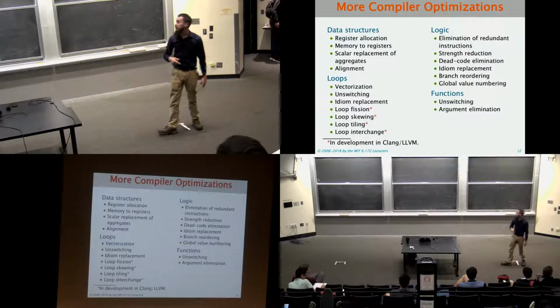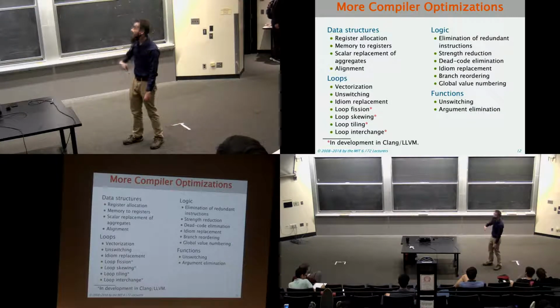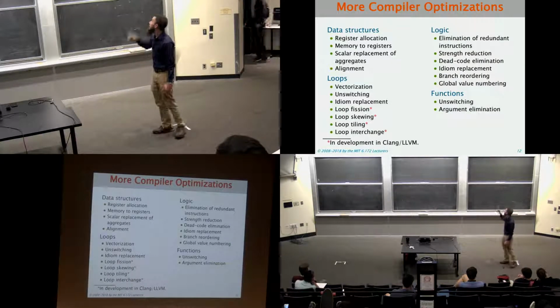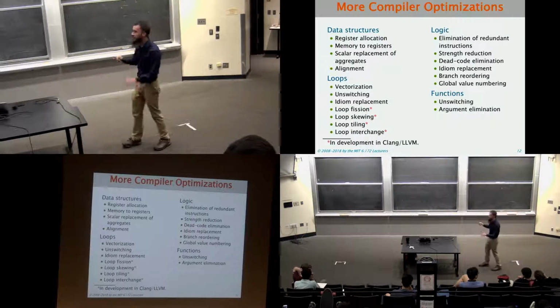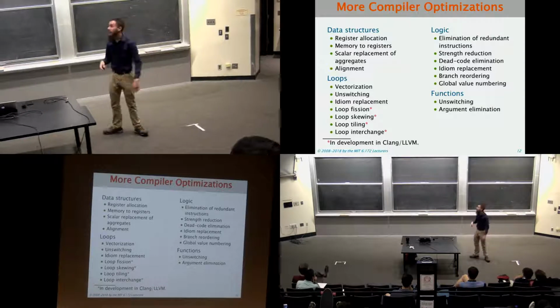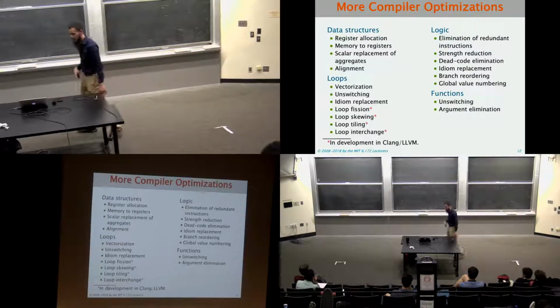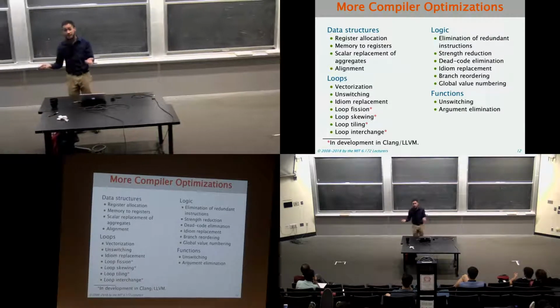I think we saw that one in the Bentley slides. It gets rid of dead code. It can do more idiom replacement. Branch reordering is kind of like reordering tests. Global value numbering, another cool optimization that we won't talk about today. Functions, it can do more on switching. It can eliminate arguments that aren't necessary.